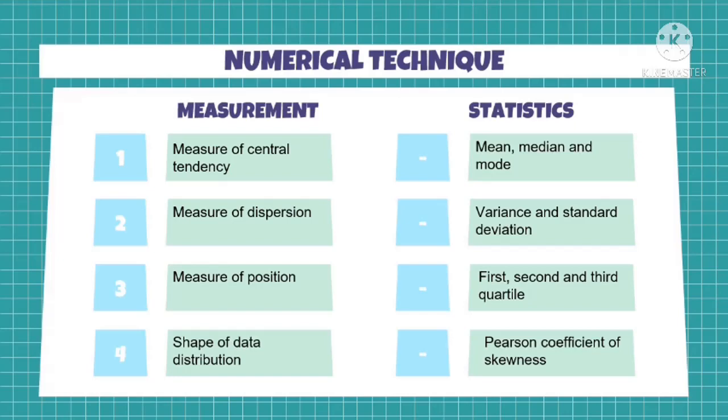In this study, the measures of centrality we use are mean, median, and mode. Measures of dispersion are variance and standard deviation. Measures of position are first, second, and third quartile. And last but not least, the shape of data distribution using Pearson coefficient of skewness. For qualitative variables, it is not suitable to describe the data using numerical methods, as shown in the table. However, we can still describe the qualitative variable using a frequency distribution table.